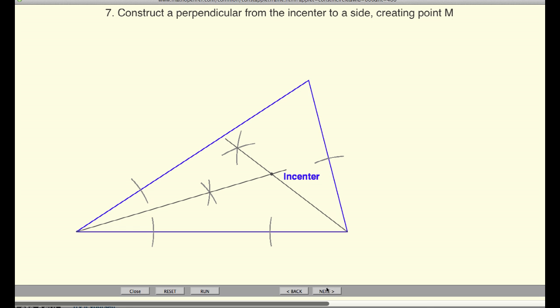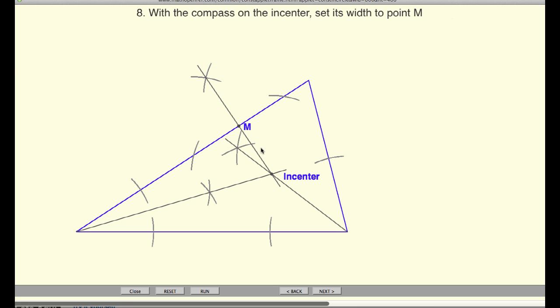And then construct a perpendicular from the incenter to the side. So we need to create a perpendicular line from there. So why do you need a perpendicular line? Okay, and this is maybe the part that's a little confusing. I'll let it finish over here. For the perpendicular, we just double marked it over here and then double marked it over there again.